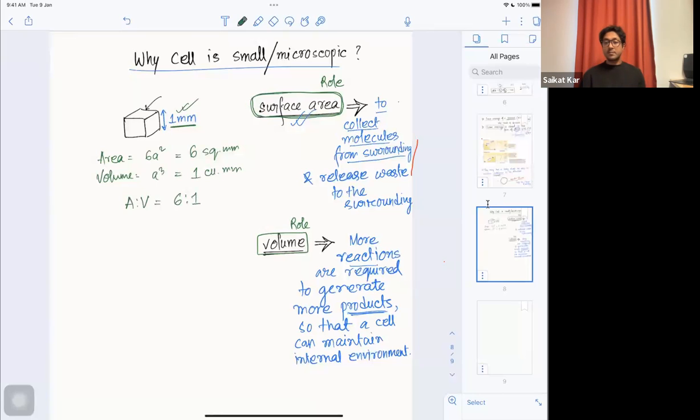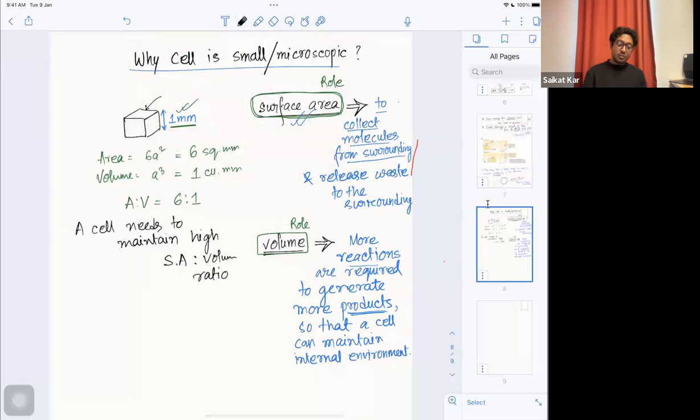So what is the surface area to volume ratio? It's 6:1. Now we need to understand that a cell needs to maintain a very high surface area with respect to its volume, because it needs more and more flow of molecules from outside and also flow of waste from inside. So a cell needs to maintain a high surface area to volume ratio. The ratio should be high, like 6:1 is still good.